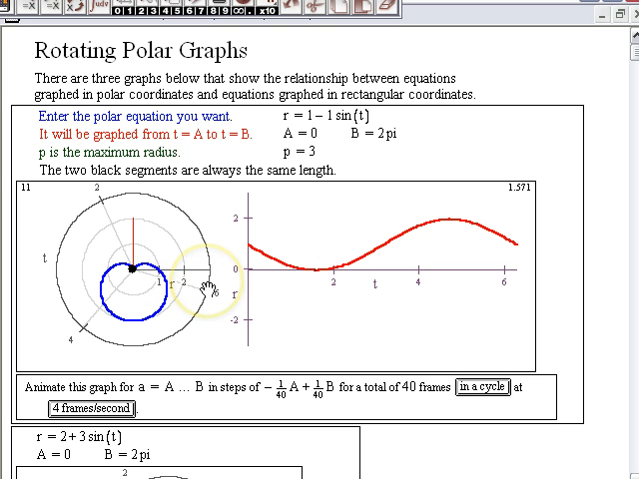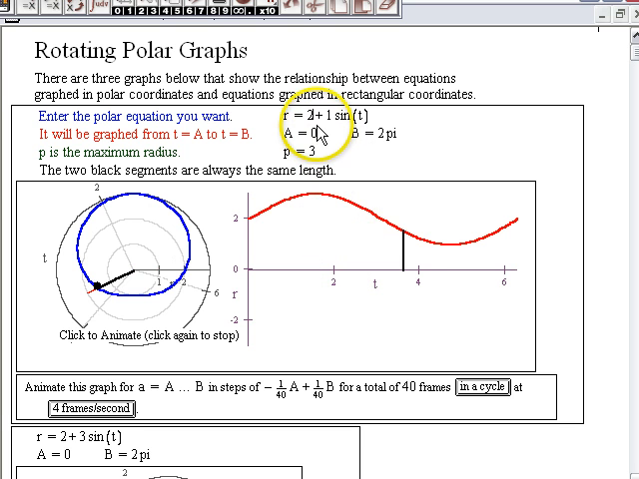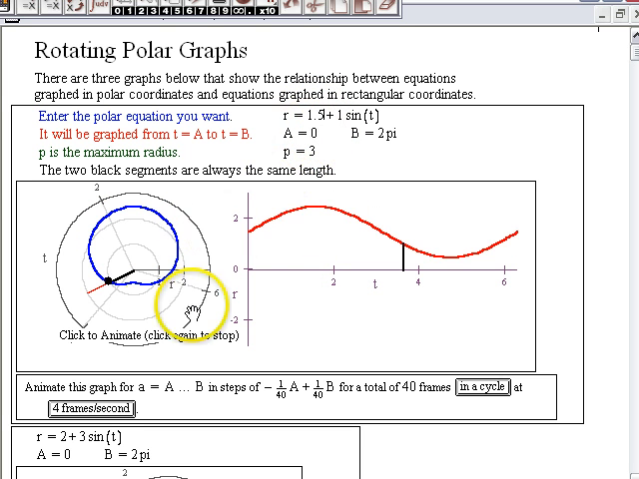So there's that. What happens if I shift it up even further? I'm going to flip this back the way I had it before. So flip this back over, make that a plus. There we go. Shift it up even more. Shift it a little too far. 1.5. There's still a little dimple in here, but it doesn't actually create an inner loop.